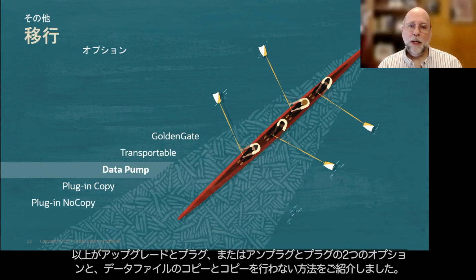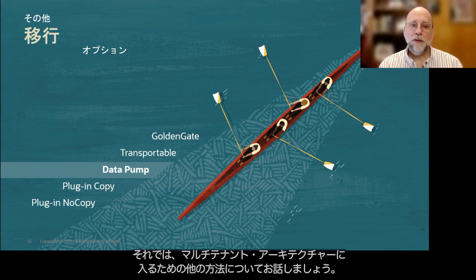Okay, so that is the two options for doing the upgrade and plug, or unplug and plug type of move, no copy and copy of data files. Now let's talk about some other ways of getting into the multi-tenant architecture.